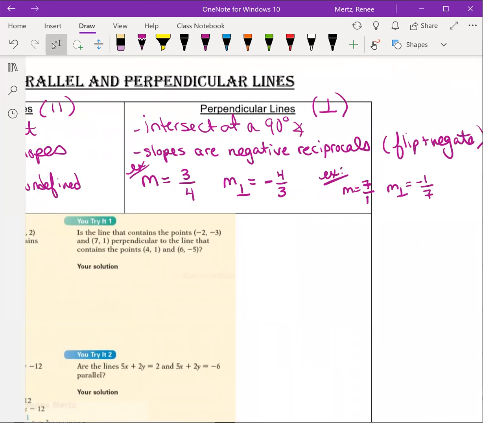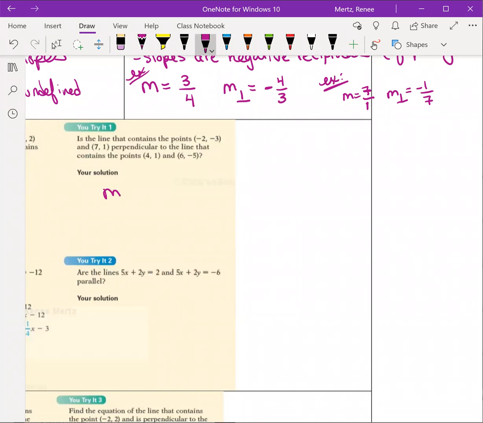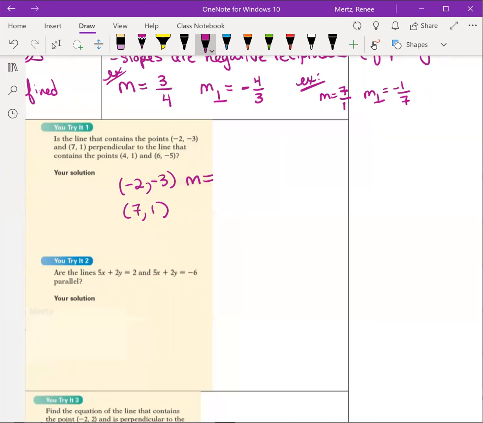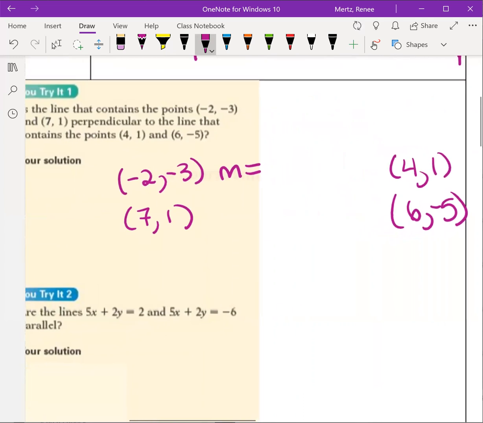In the first example, they're asking if the lines are perpendicular. That just means we have to find the slope of each. I have to find 2 slopes, so I have to find the slope of this one, and then I have to do it again with 4/1 and 6/5. Feel free to hit pause, see if you agree with my slopes, and then answer yes or no, are they perpendicular?